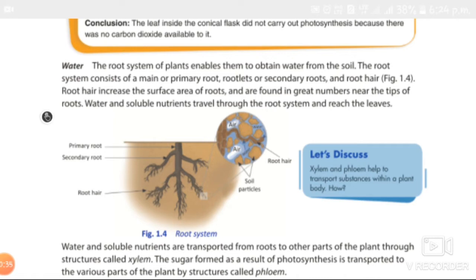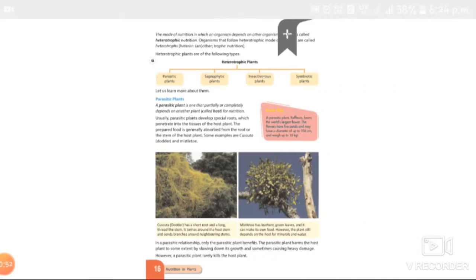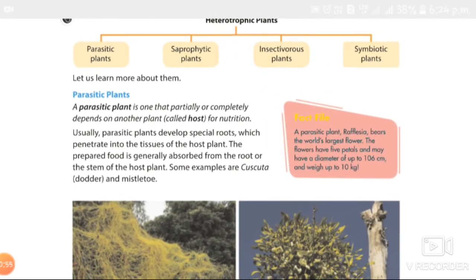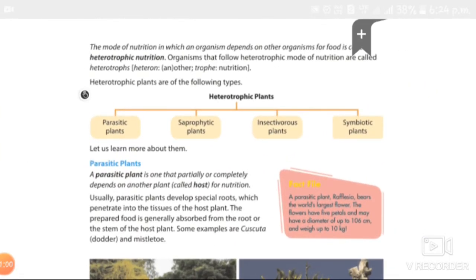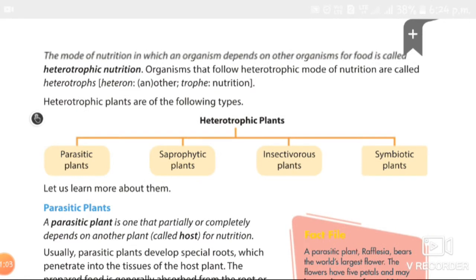Heterotrophic nutrition means the mode of nutrition in which an organism depends on other organisms for food. What is heterotrophic nutrition? The mode of nutrition in which an organism depends on other organisms for food is called heterotrophic nutrition.